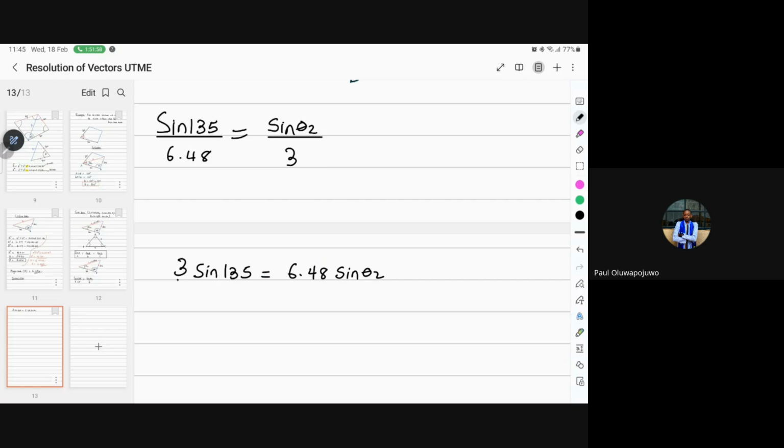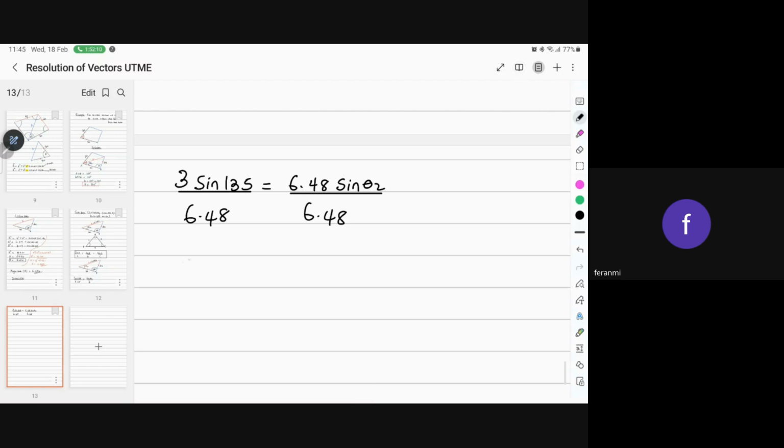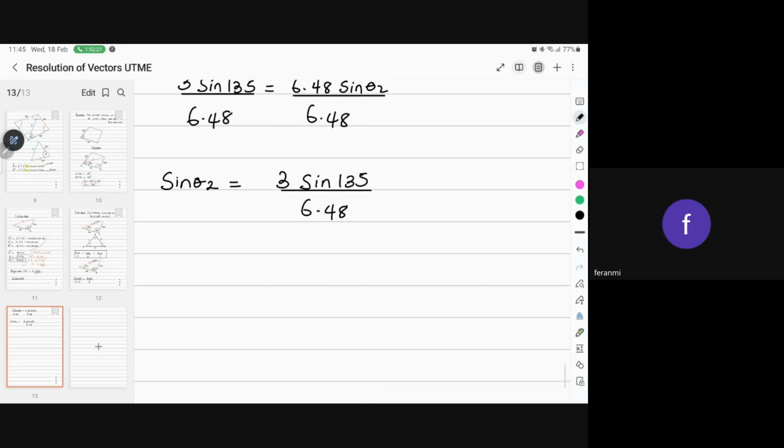So I'm going to divide both sides by 6.48. Normal mathematics. When I do, I will have that sine theta 2 will be equal to 3 sine 135 all over 6.48. But like I said, they will give you special angles.